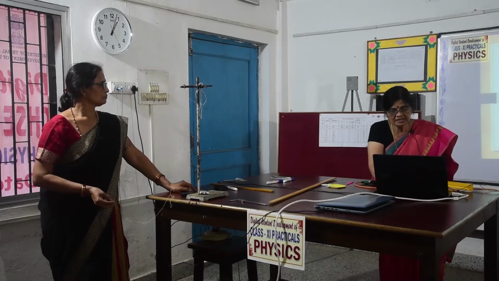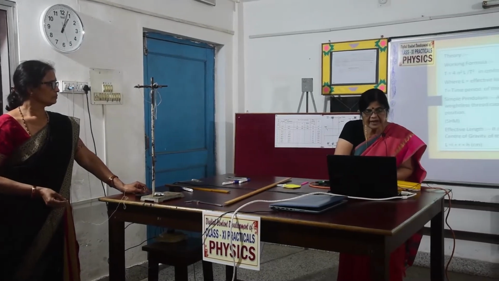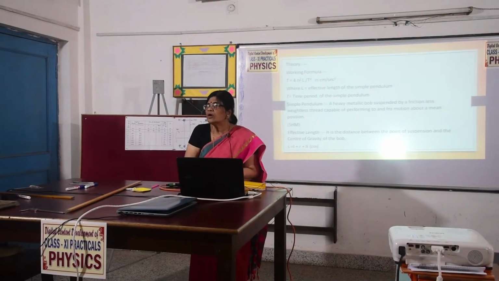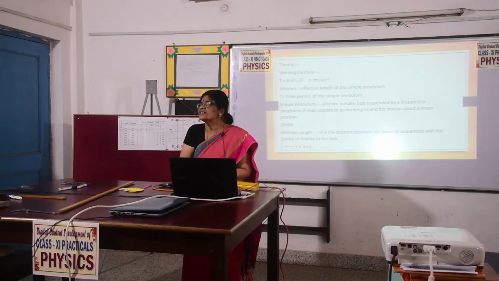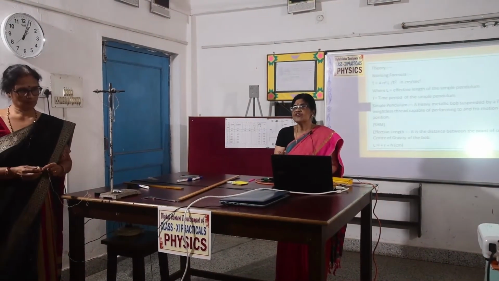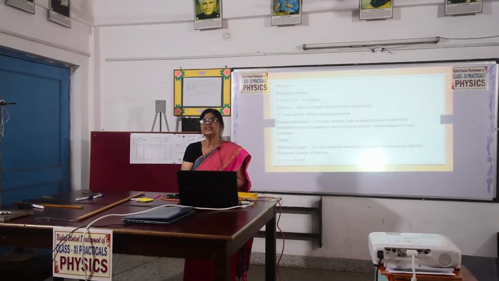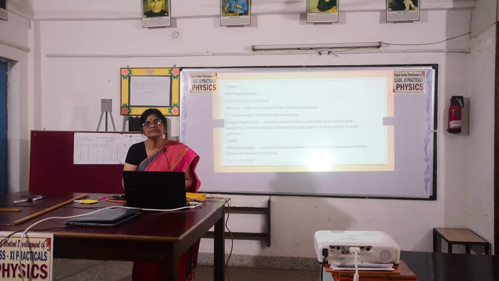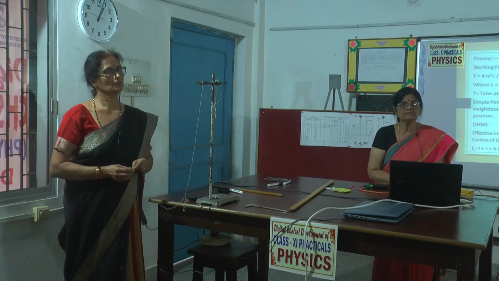Now the theory part. Before I explain, first let us define what is a simple pendulum. A simple pendulum is a heavy metallic bob which is suspended by a frictionless weightless thread and is capable of to and fro motion. That is simple harmonic.